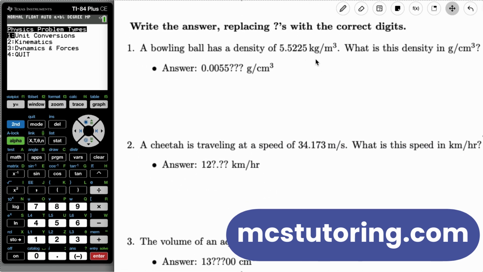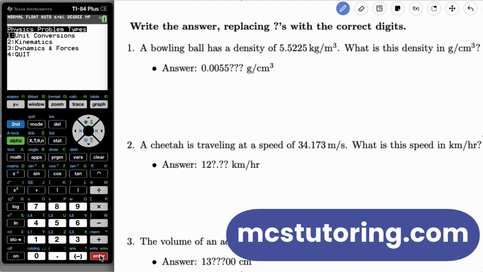We're going to go over this. This is basic kinematic stuff and unit conversion. So without further ado, we've got three items here in the main menu. First one, a bowling ball has a density of 5.5225 kilograms per meter cubed. What is the density in grams per centimeter cubed?